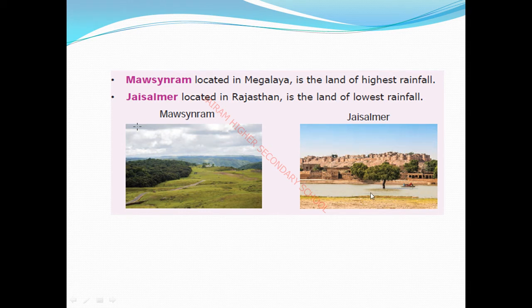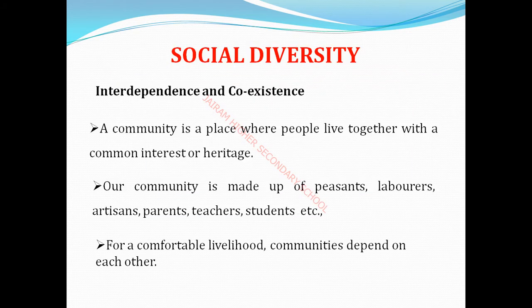of rainfall. Basically, you know that Rajasthan has what type of climate? The dry climate. Okay, children. So this Jaisalmer receives the lowest rainfall. Okay, another one is Meghalaya, which is a cool climatic area. So here you can see this region receives heavy rainfall. Okay, children, I hope you are clear about these two types of regions, the heavy rainfall region and the lowest rainfall region. Okay, next we are moving to social diversity.